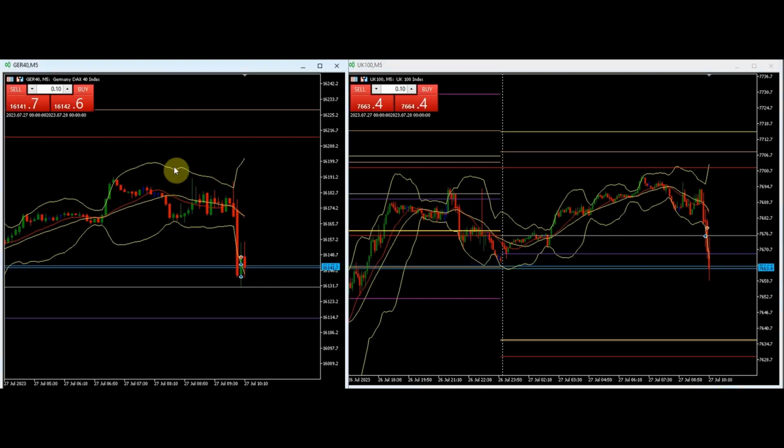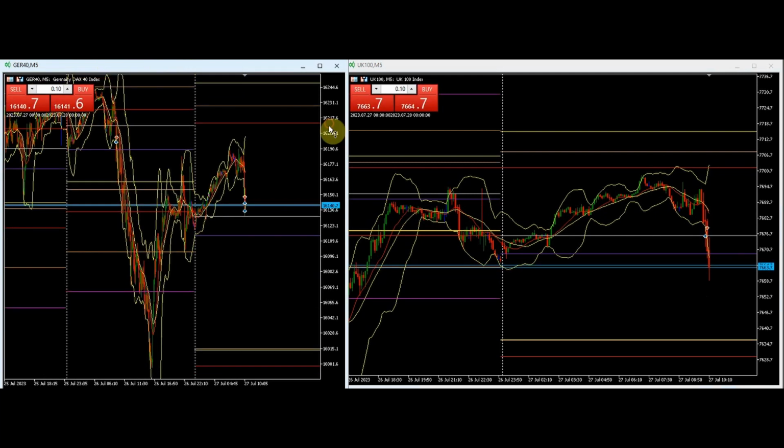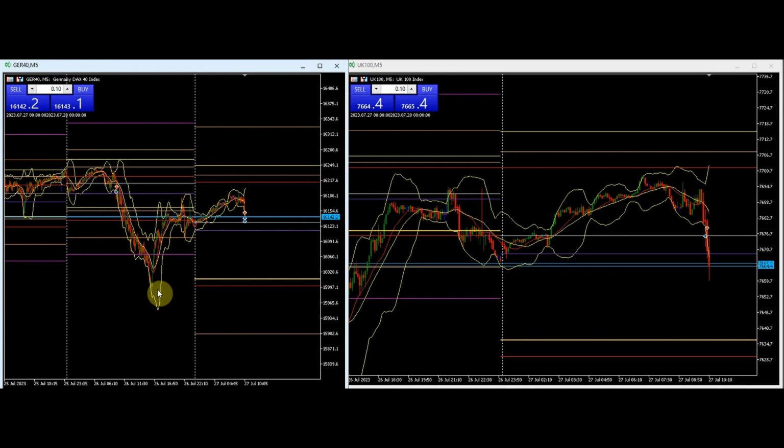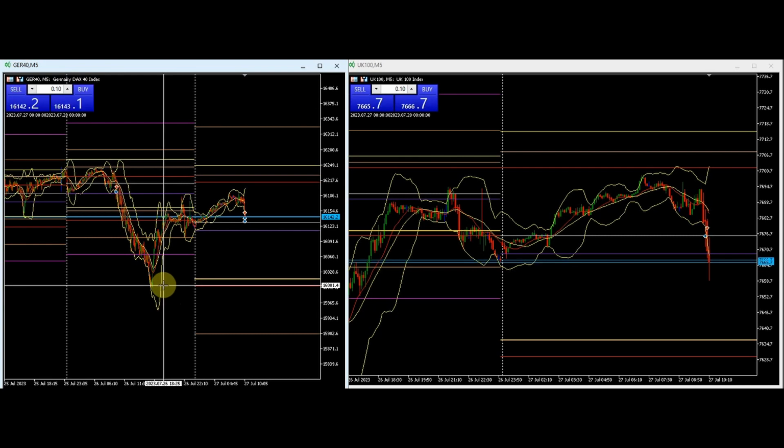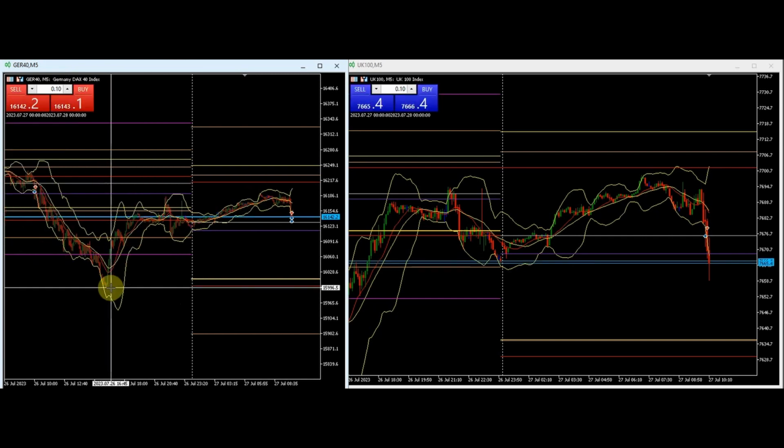Really slow. One thing I just want to show you as well on the DAX, the low on the end of day data was 16,000 flat, which you can see here. So a big round number, 16,000.